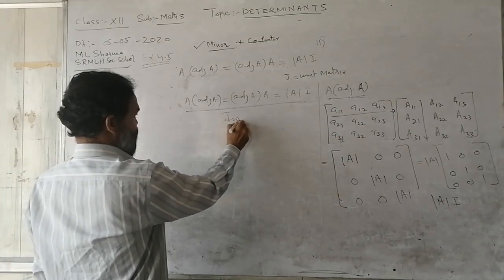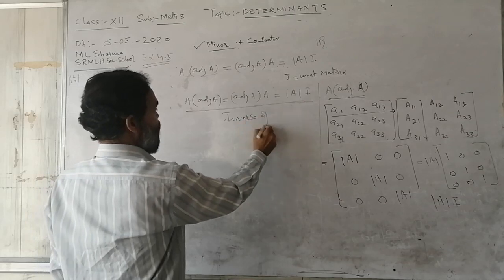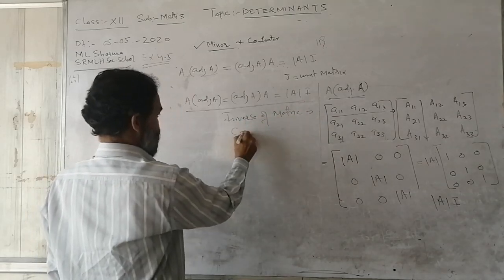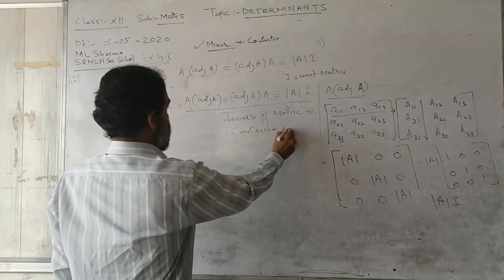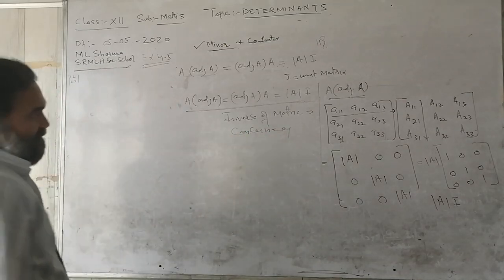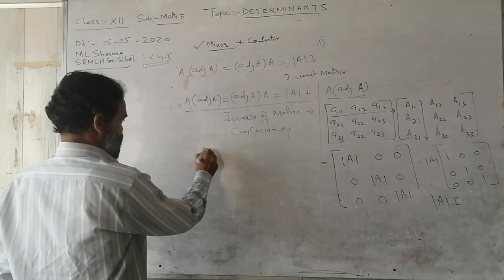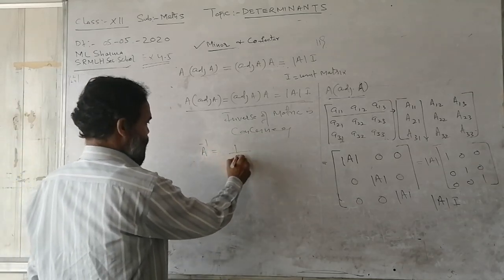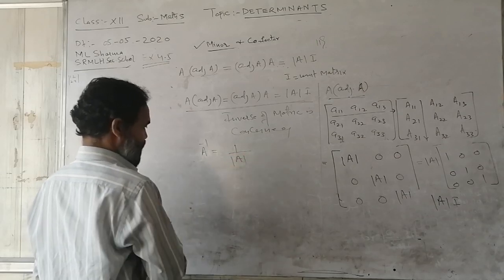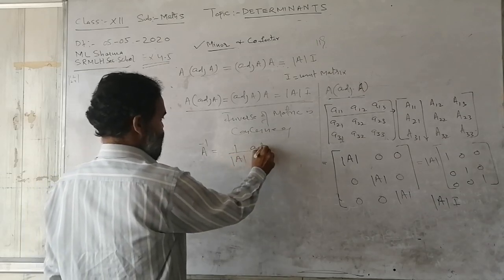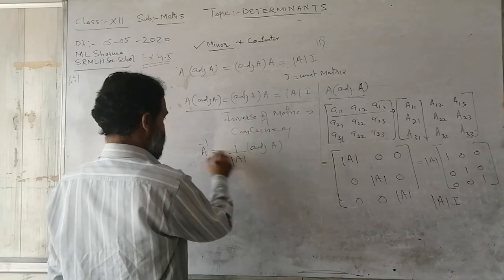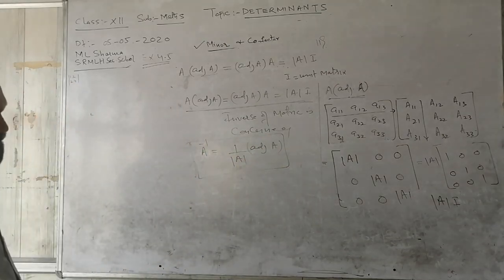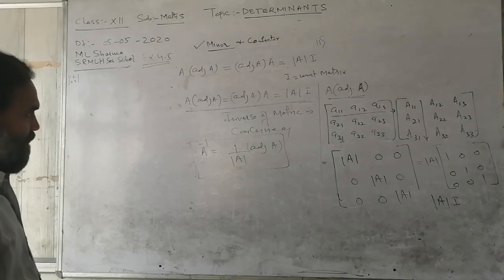So far as the inverse of a matrix is concerned, A inverse is equal to 1 upon determinant A into adjoint A. So this is the formula which is used for finding the inverse of matrix A.